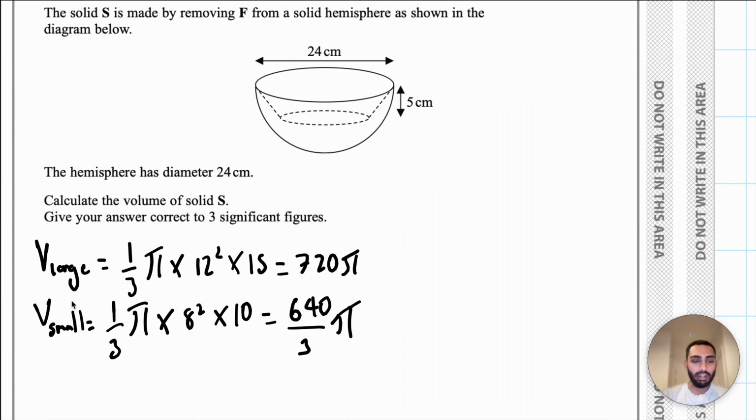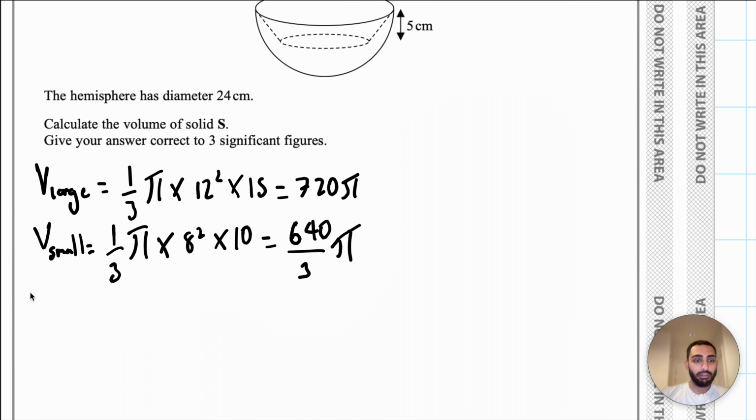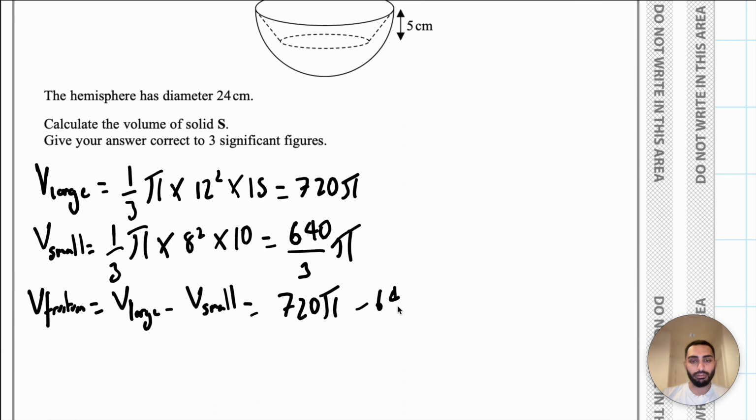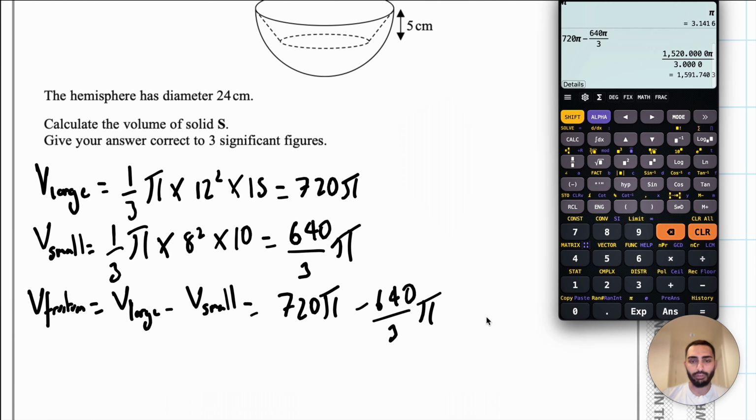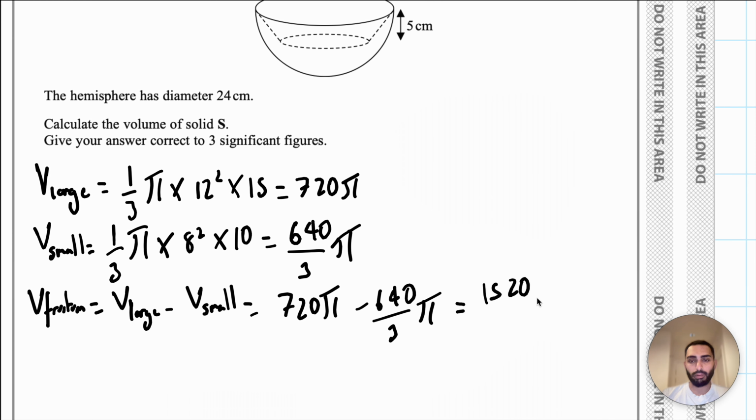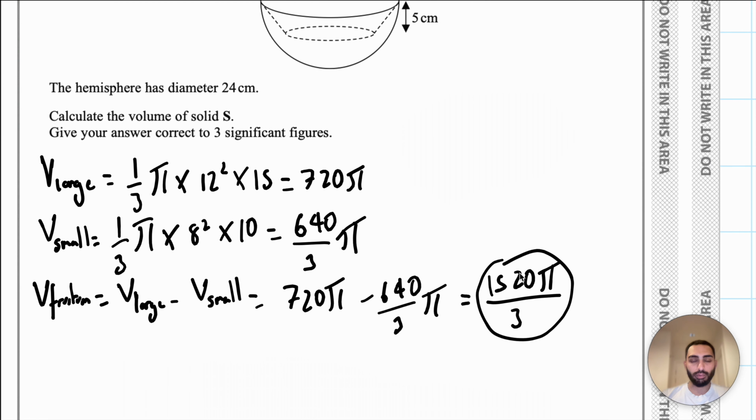So now I've got my large one and my smaller one. To find the volume of the frustum, I need to do the large one, take away the small one. So volume of the large, take away the volume of the small one. So that's 720 pi minus 640 over 3 pi. So 720 pi minus 640 pi over 3, which is 1520 pi over 3. We've done our frustum, so I'll just circle that because we'll need it later.